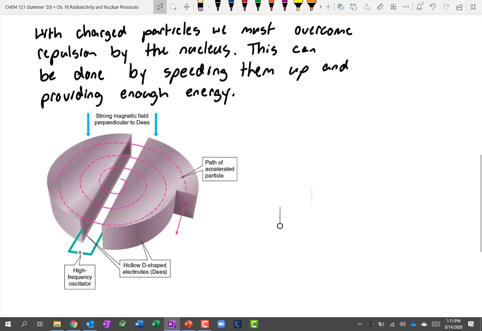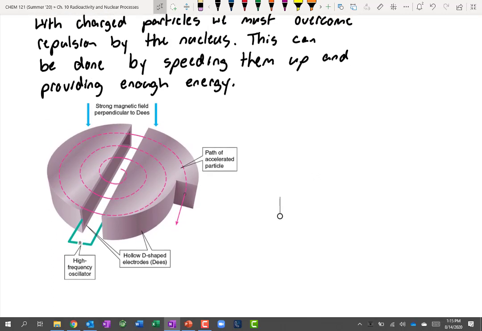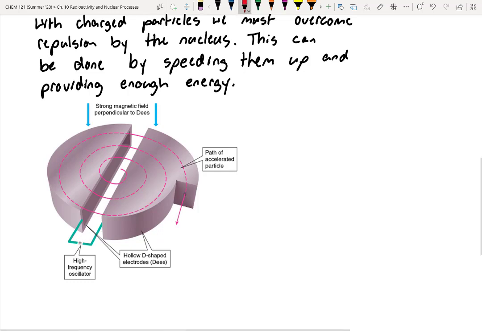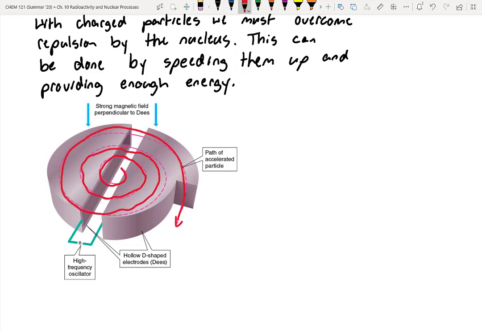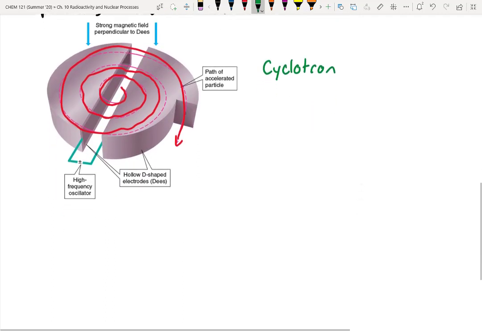Okay, so in this one, we've got a circular system where we're using these strong magnetic fields to essentially start out with the particle in the center and speed it up using magnetic fields all the way until it ejects out an open port here. This is called a cyclotron. Okay, so that's one method we can do.